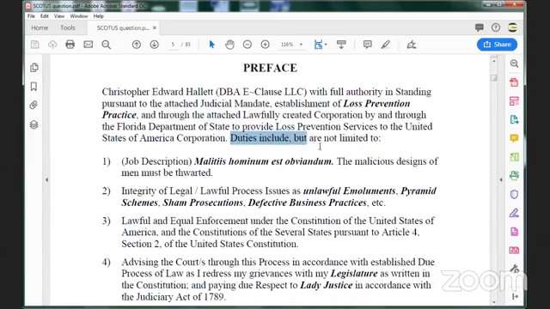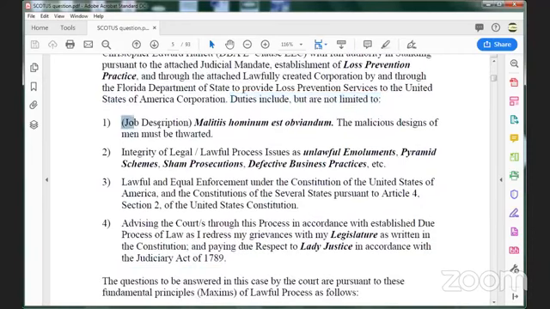So my duties include, but are not limited to, okay, this is where I assert my place and standing. And what is my job description, right? My job description: the malicious designs of men must be thwarted. Well, that comes from this maxim of law, right? In the private sector, in corporations, that's called corporate espionage and various other bad business practices. Well, I won't even run down the list, too many to name.